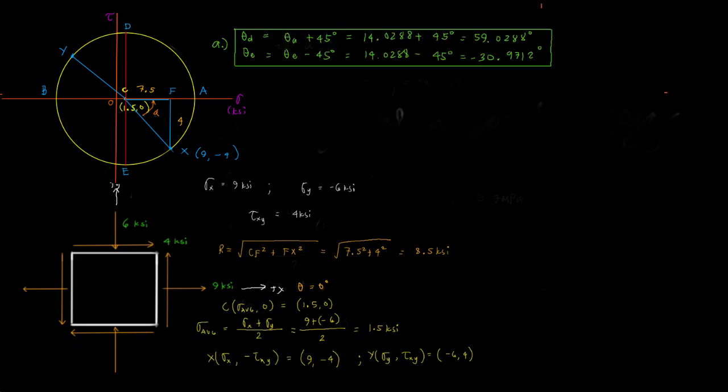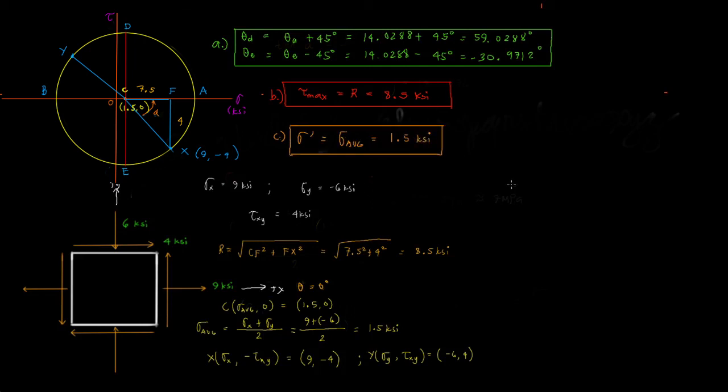For letter B, we are asked to determine the maximum in-plane shearing stress. And we know that the maximum in-plane shearing stress is just equal to our radius. So that is our answer. The corresponding normal stress is just equal to the sigma average, which is equal to 1.5 psi.